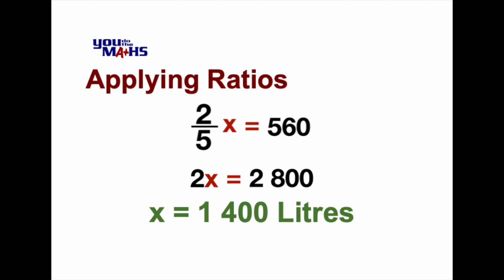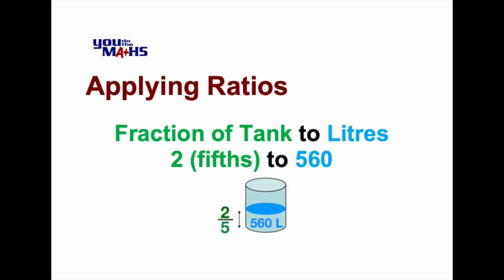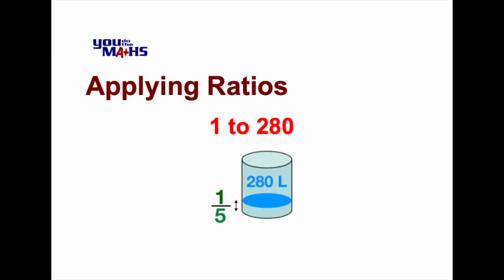Let's have a look at another way we can solve this same problem. What we could do at the start is look at it in terms of fractions. So we've got 2/5 of the tank gives us 560 litres. Now we can talk solely in terms of fractions. So when we say 1/5, we'll express that as 1 to 280. In other words, 1/5 of the tank contains 280 litres. And we'll express that ratio as 1 to 280.